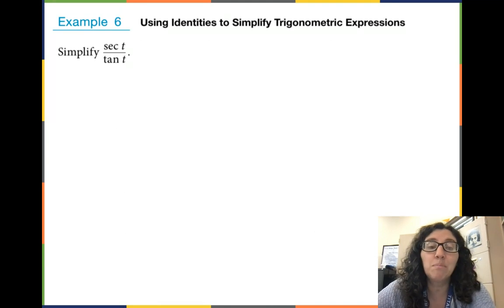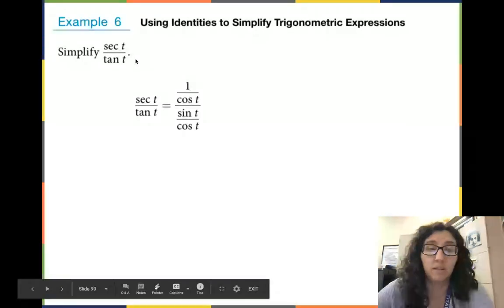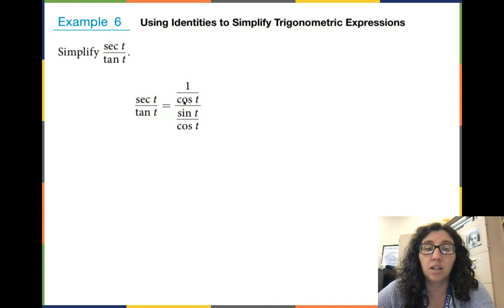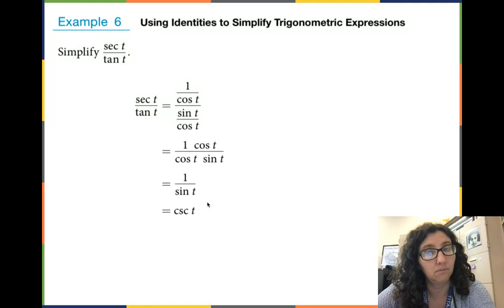Well, how about this? If we just want to simplify secant over tangent, how can we do that? Well, it would be easiest to write each of them in terms of sines and cosines. So we can say secant is 1 over cosine, and tangent is sine over cosine, right? And now I'm going to invert and multiply this denominator. So I have 1 over cosine times cosine over sine. And I can cancel the cosines and just have 1 over sine, which is cosecant, right?